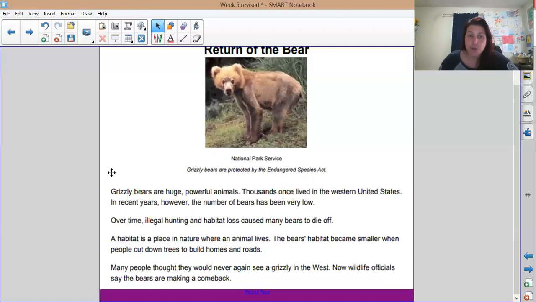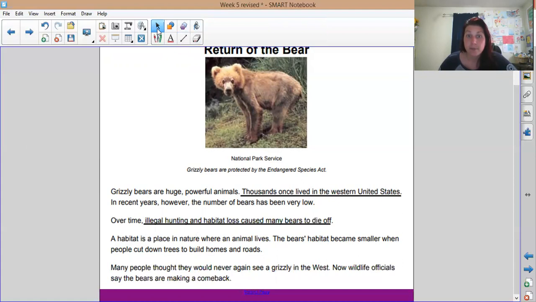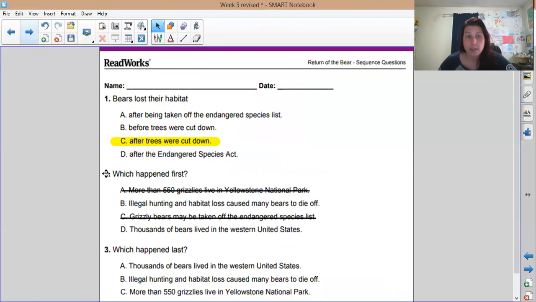Grizzly bears are huge, powerful animals. Thousands once lived in the Western United States. Okay, so that was one of the sentences, right? We're talking about them living there in the United States. In recent years, however, the number of bears has been very low. Over time, illegal hunting and habitat loss caused many bears to die off. Okay, so there we have it. This one was, I believe, choice, let's see, B.